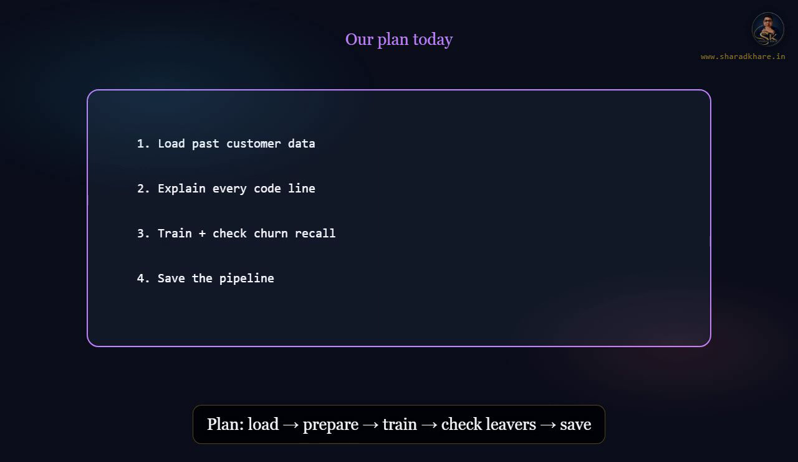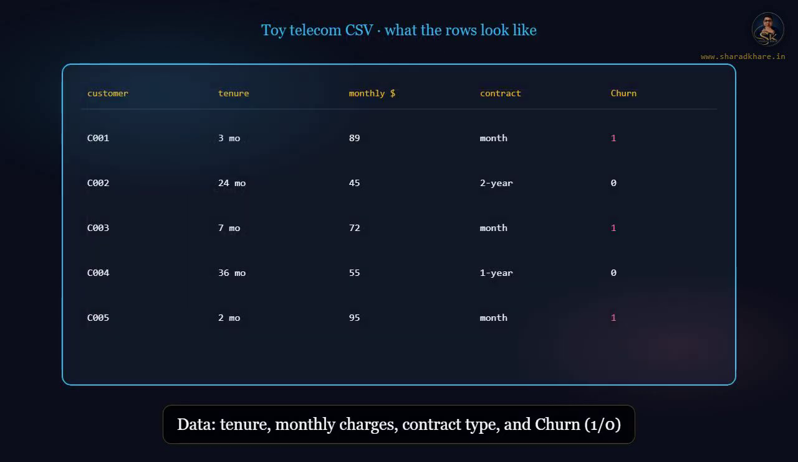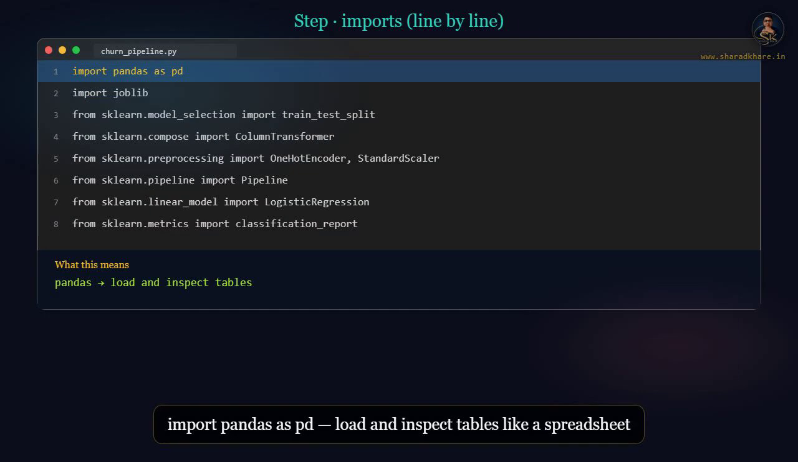Our roadmap is calm and clear. Load the data, prepare it, train a model, check whether it really catches leavers, then save the result. We will pretend we have a small telecom CSV. Think tenure, monthly charges, contract type, and a churn column. 1 means left, 0 means stayed. Alright, open your editor with me.